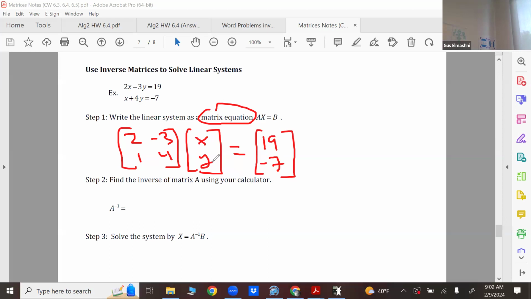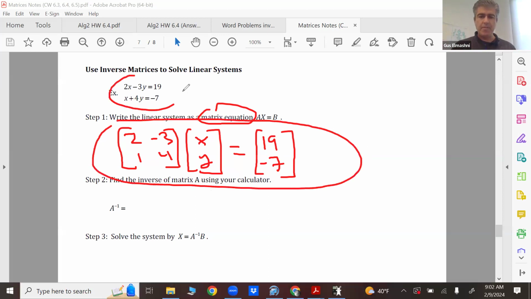Great. It makes sense because if you were to multiply 2, -3, 1, 4 by x, y, you get 2x minus 3y and x plus 4y. These are the same. They're the same thing. All right.